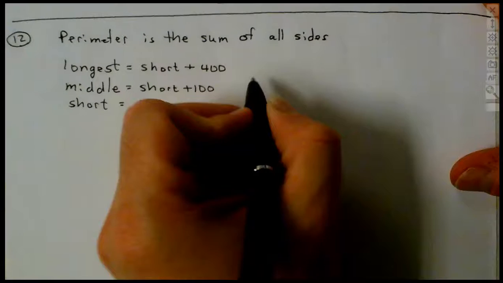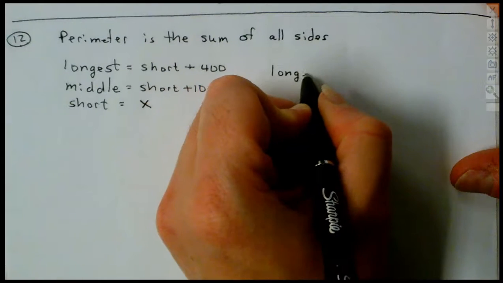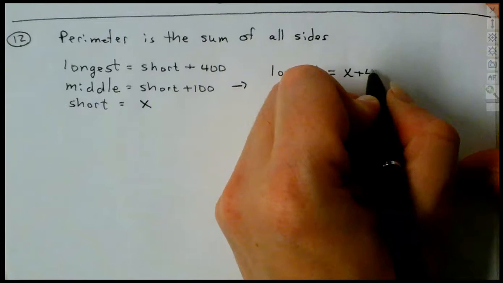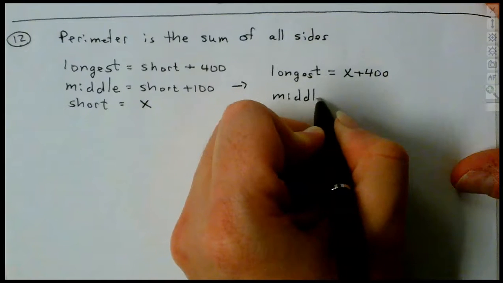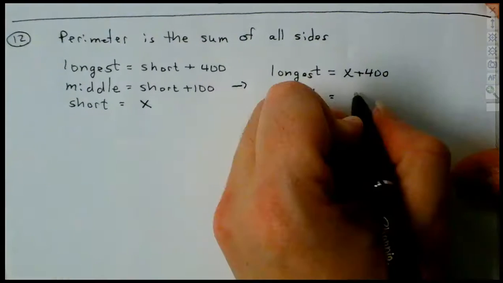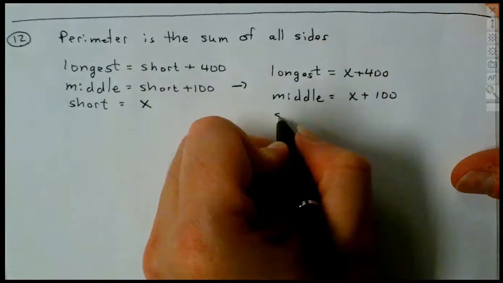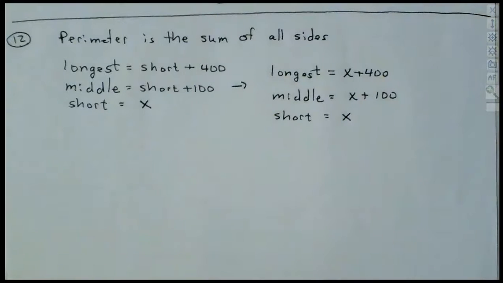Now we can rewrite this with variables. So the longest side, rewriting, is going to be x plus 400. The middle side is going to be x plus 100. And the short side is the unknown component, so that's going to be our x. Is everyone okay with how I labeled it? Right, so one of them has got to be x, and we don't know the short side.